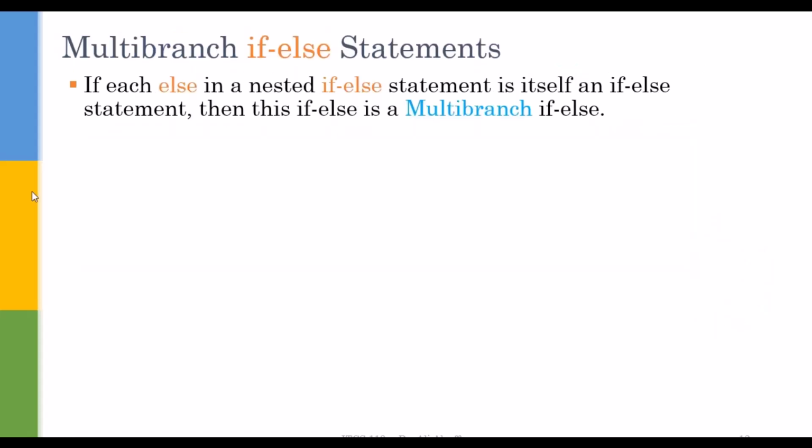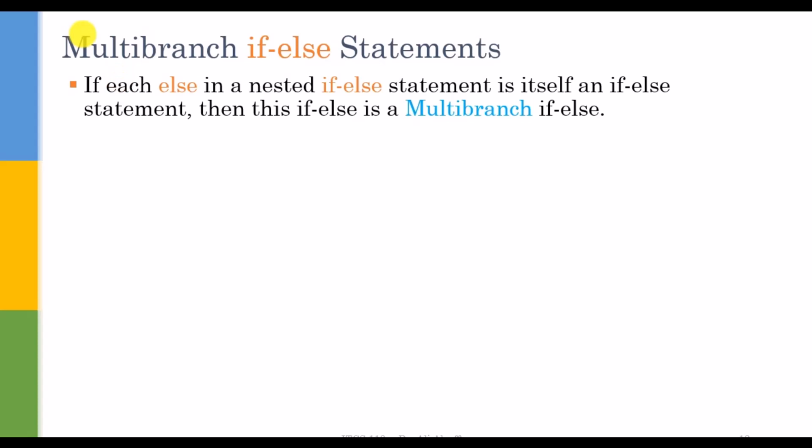Now we go to another type of nested if, which is called multi-branch. Multi-branch means more than one condition. We check for the first condition. If it is true, we do something. Otherwise, we go to the next one. If it is true, we do something. So we go over the conditions one by one. Once we find any condition true, then we do it and we leave the rest.